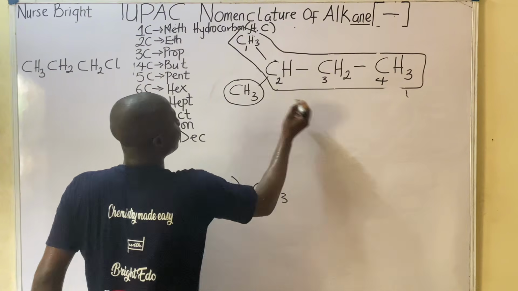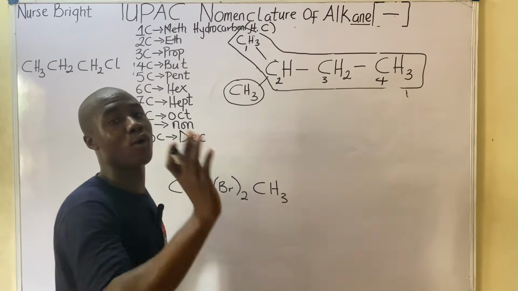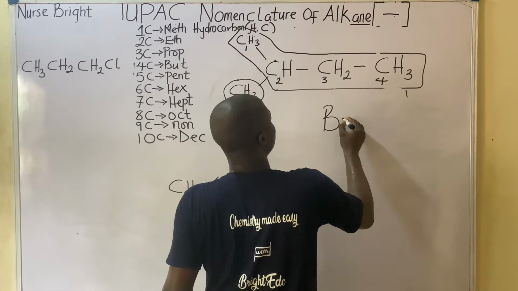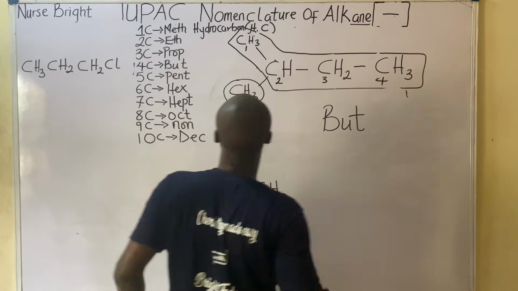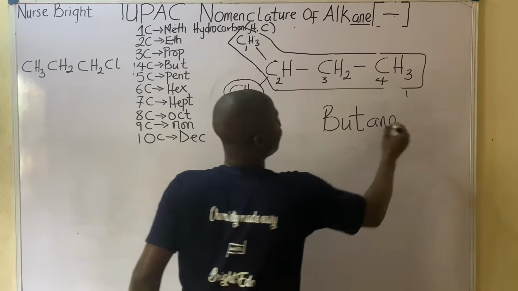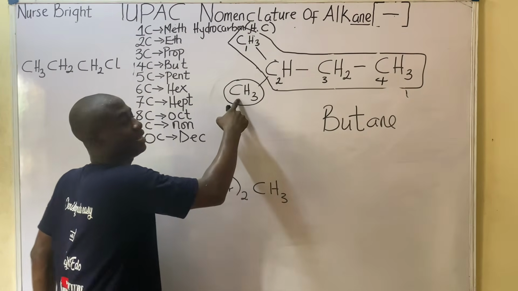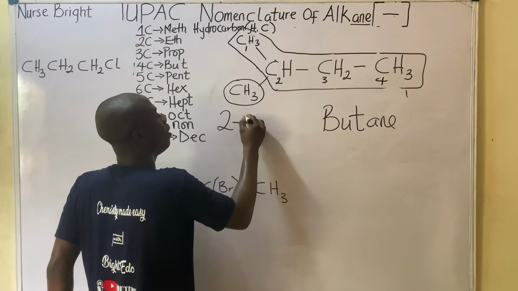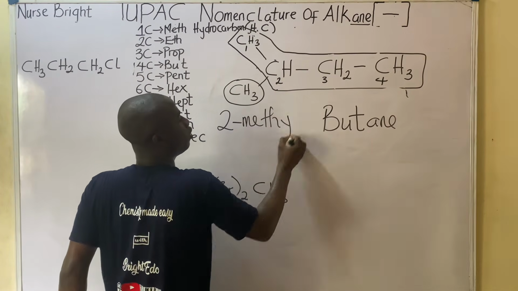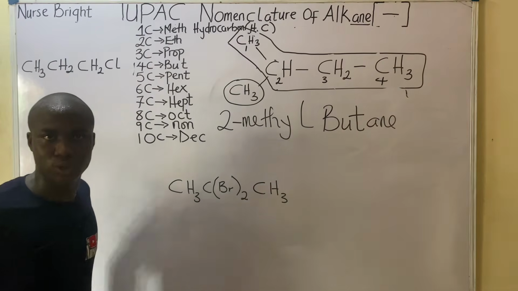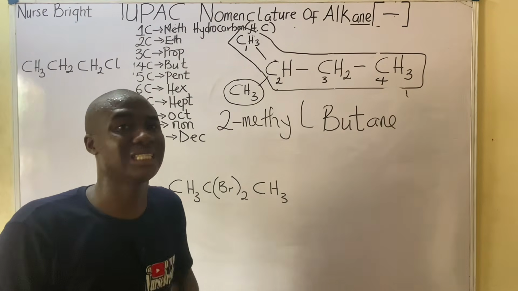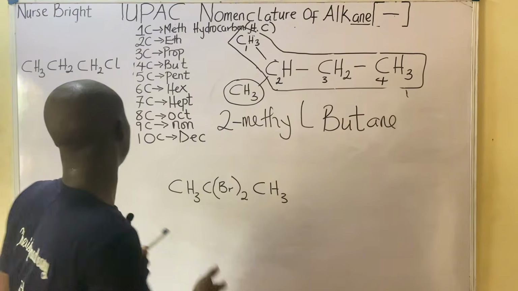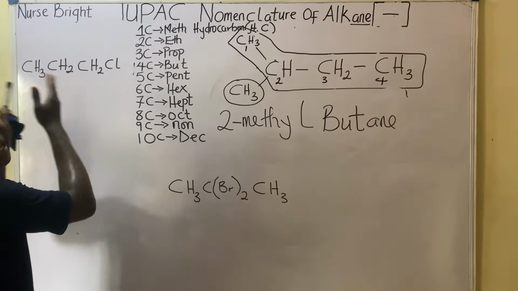Since we already say that it has 4 carbons, definitely it should be called but-. And since an alkane should be called butane, and we have a group or a substituent at carbon 2, it becomes 2-methylbutane. Do you get? That's the name of this compound. It's actually very, very easy. So let's get into this other practice example.